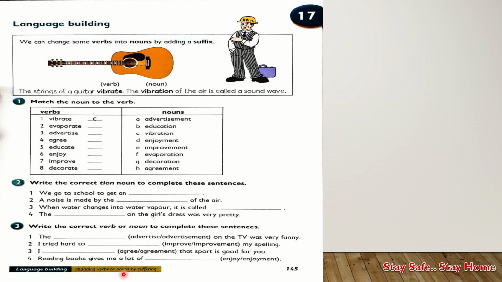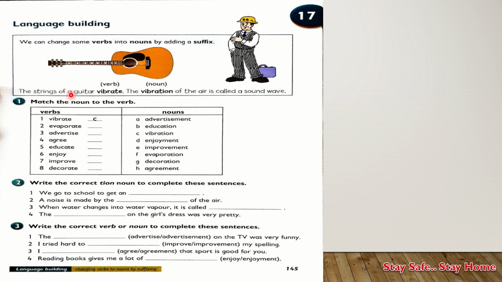Open up page 145 on your language books. We can change some verbs into nouns by adding a suffix. As I told you, adding suffixes changes the part of speech. So if you have a verb, you can change it into a noun. If you have a noun, you can change it into an adjective. If you have an adjective, you can change it into a noun by adding a suffix to the end of the word. Look at the example that we have here.